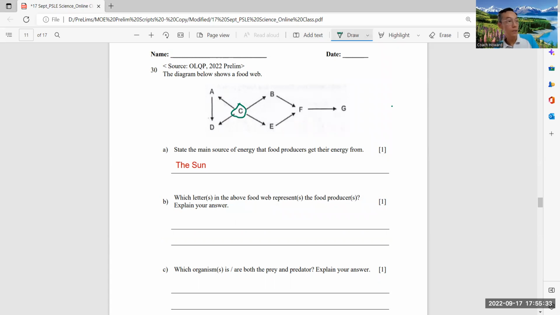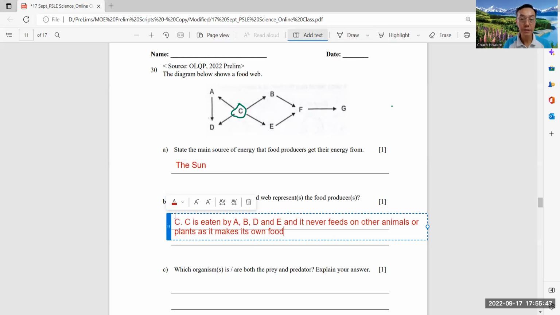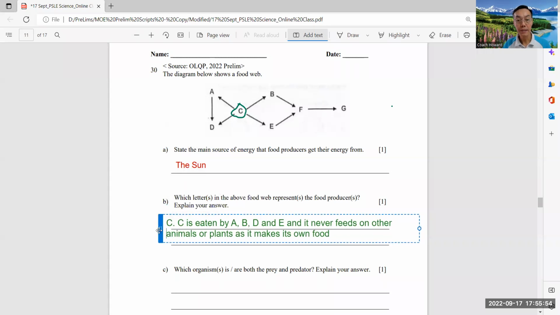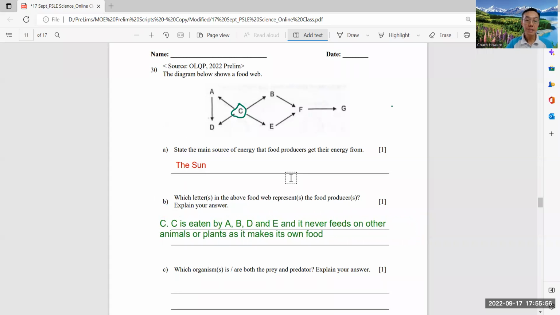So you have to explain your answer. It says C is eaten by A, B, and E, and it never feeds on other animals or plants, so it makes its own food. Okay, this is how you explain producer. C is eaten by A, B, D, and E, and it never feeds on other animals or plants, so it makes its own food.